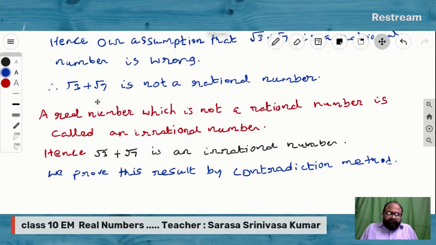Now we discuss the definition of an irrational number. What is the definition of an irrational number? A real number which is not a rational number is called an irrational number. Hence, we conclude that square root of 3 plus square root of 7 is an irrational number.